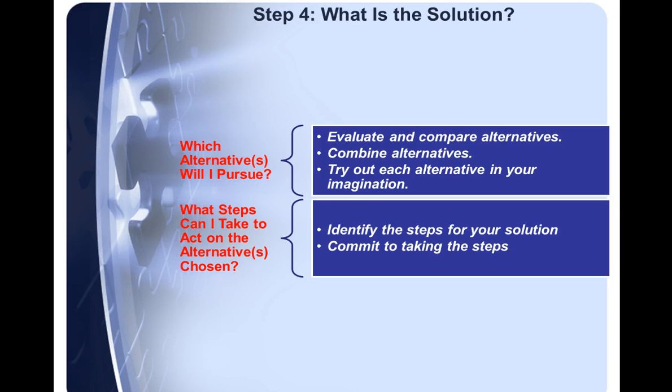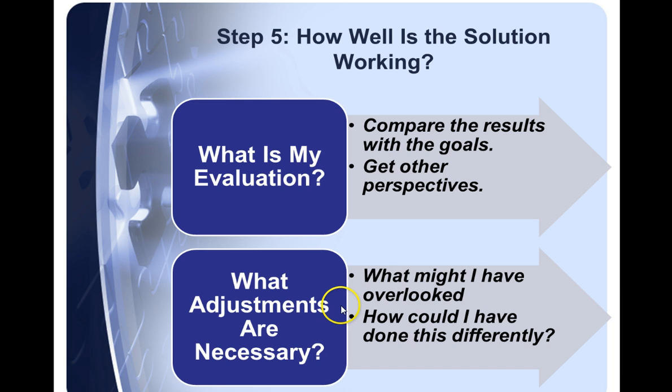So, step 4, what is the solution? Which alternatives will I pursue? And what steps can I take to act on the alternatives? So when I evaluate all my alternatives, I've decided that 1, I am going to cut back on certain things. For instance, we're not going to go out to eat. And I'm going to be very specific about that. Only out to eat maybe twice a month. And I'm going to make a budget and stick to it. So on and so forth. And then the steps that you'll take to actually do that.